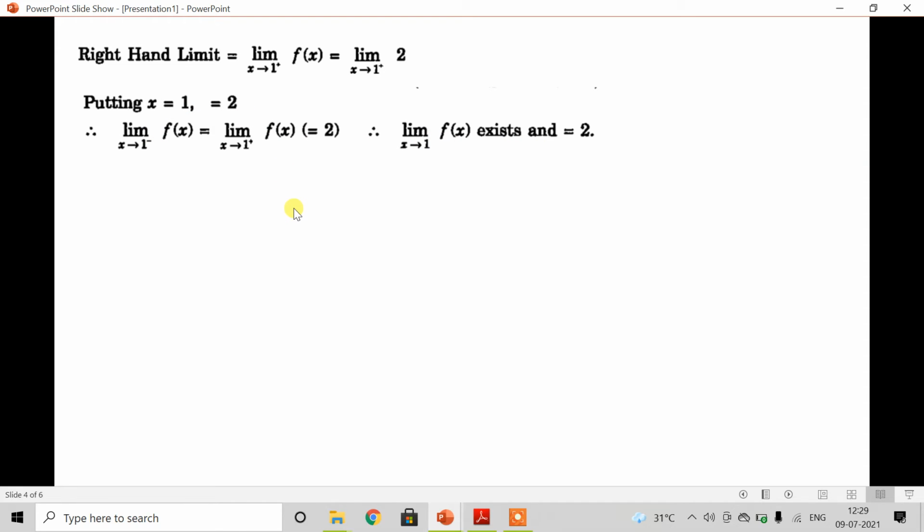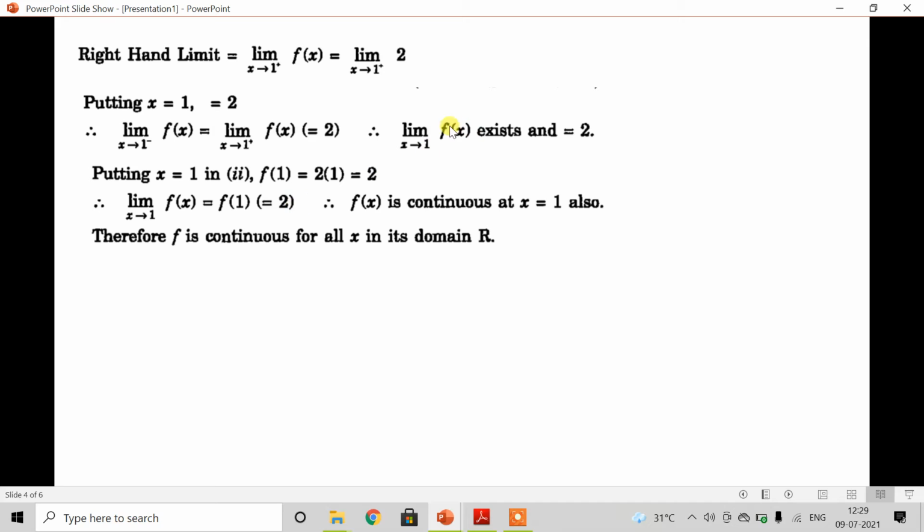The limit of the function exists, and that limit is 2. And the value of the function at 1 is defined by 2x. So f(1) is equal to 2 into 1, that is 2. So the limit of f(x) as x approaches 1 is equal to the value of f at 1. So we can say that this function is continuous at x equal to 1.